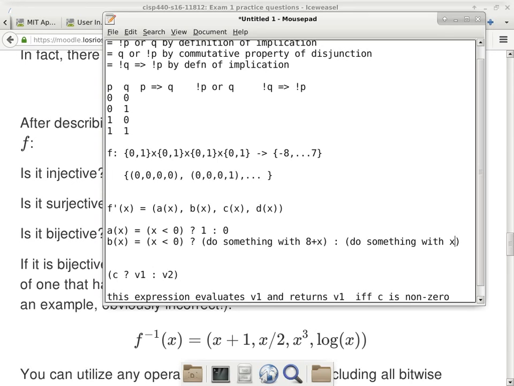Okay, what am I doing here? Because if X is less than 0, I already know how to take care of that. By adding 8 to it, I get to the absolute value of X.